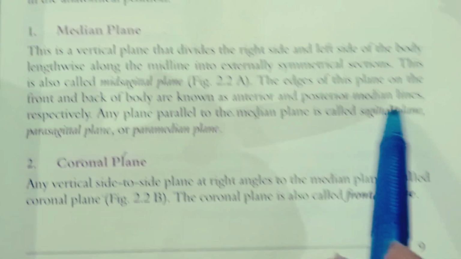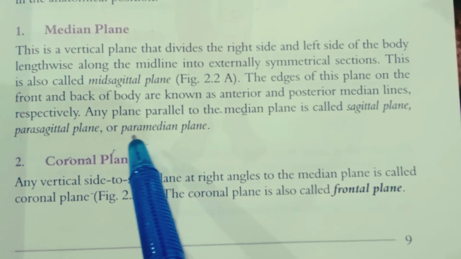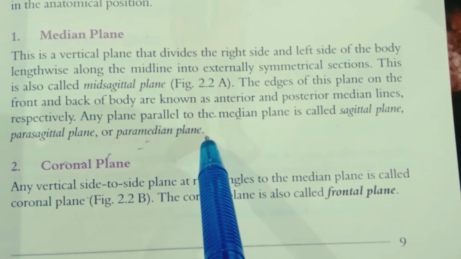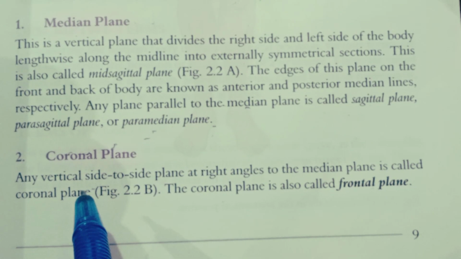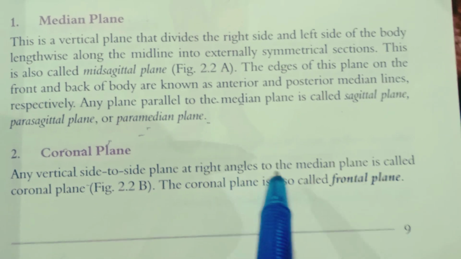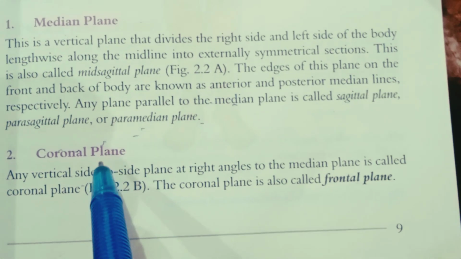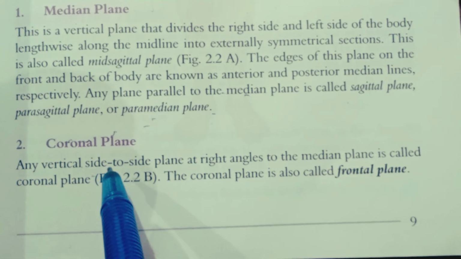There is another plane, that is sagittal plane or parasagittal plane, paramedian plane, which is any parallel plane to the median plane which divides body into right and left parts, but they are not equal. Then there is a coronal plane, which is any vertical side to side plane at a right angle to the median plane. It means that it is also a vertical plane but right angle to median plane and divides body into anterior and posterior equal parts.